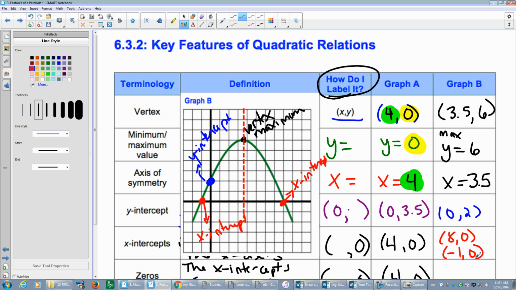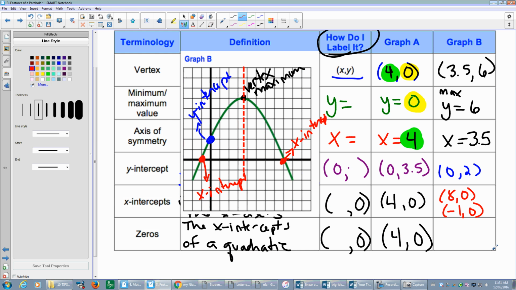Okay, and the zeros are actually going to be the same thing because zeros and x-intercepts mean the exact same thing. So I'll write here 8, 0, negative 1, 0. Are we okay with this terminology? Anyone have any questions right now?